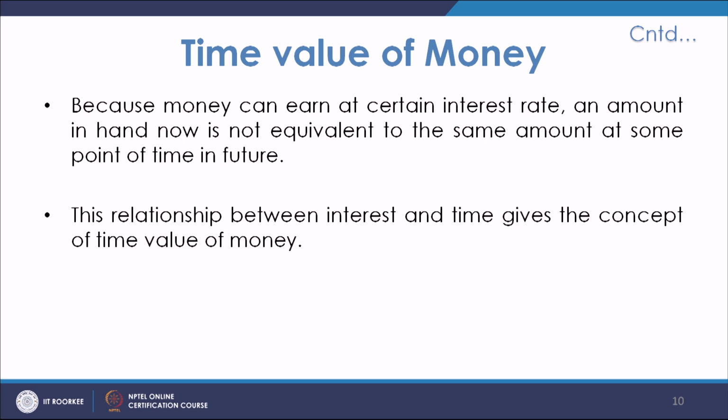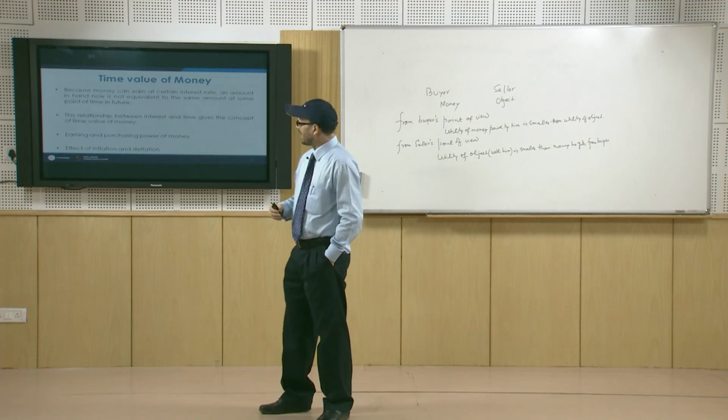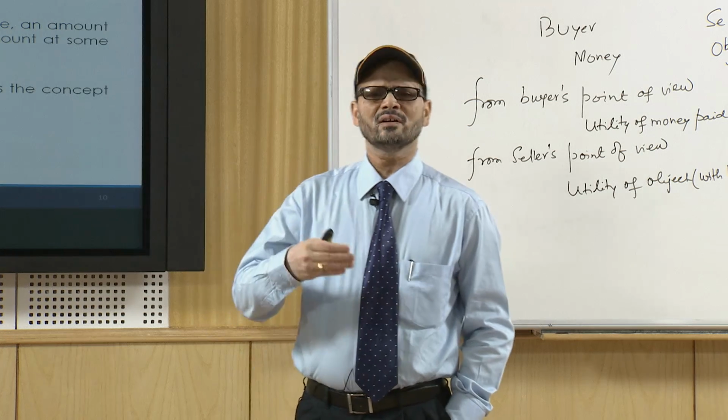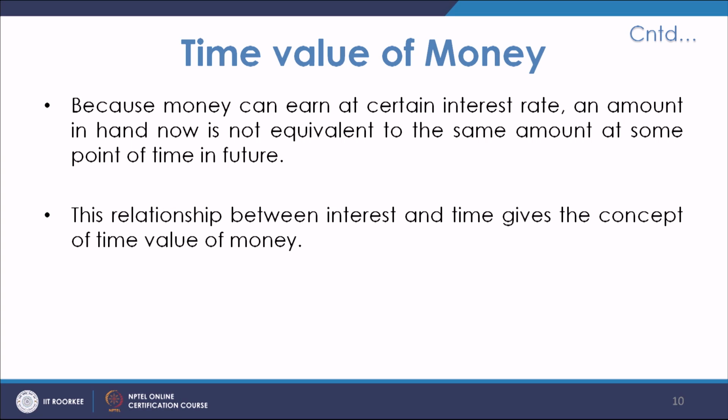Now, we will talk about time value of money. As we know, money has earning power. Money can earn at a certain interest rate, so an amount in hand now is not equivalent to the same amount at some point in future.